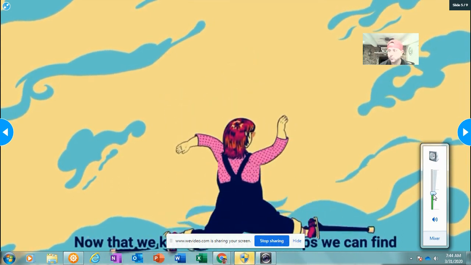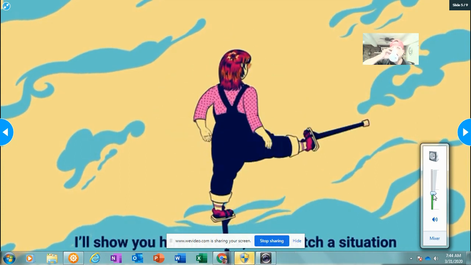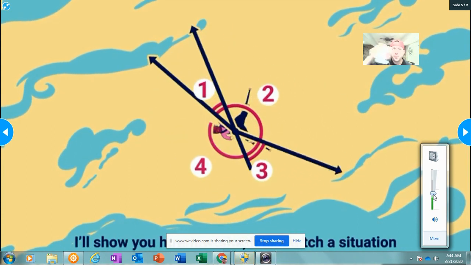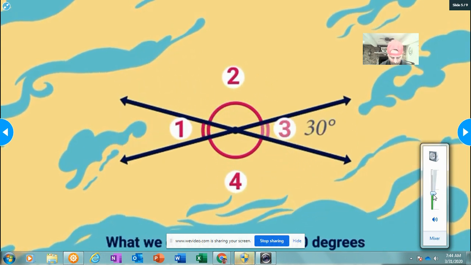Let's sketch a situation. Come on. Take a look at angle 3. What we do know is that it's 30 degrees. So how do we find the measures of the rest? Let's see what you learn. I'ma put you to the test.